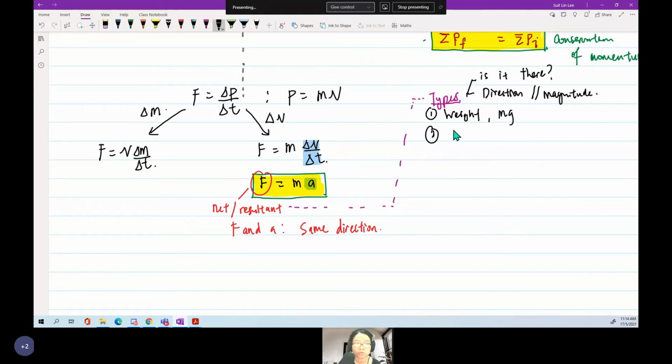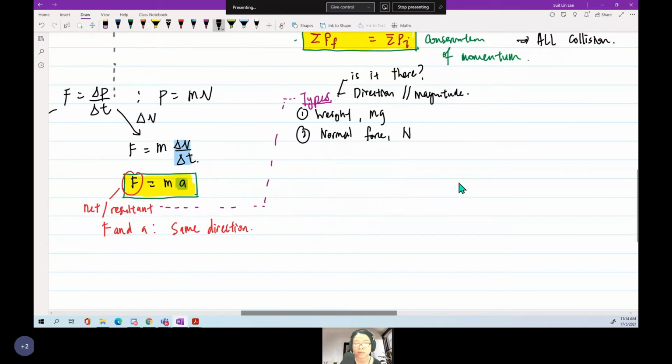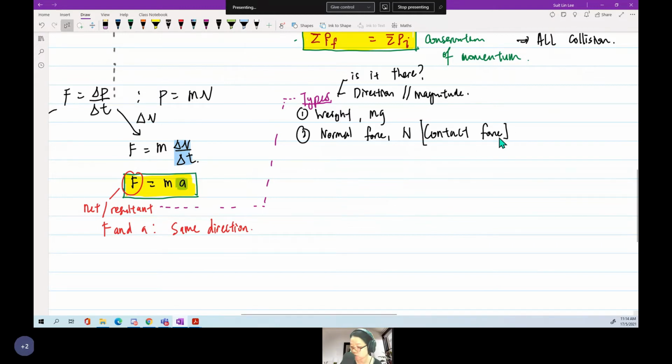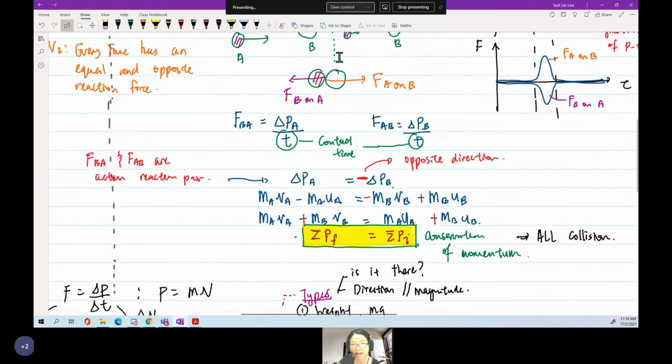Okay, number two would be normal reaction force. I prefer to call this normal force, and I'll explain why later. And this normal force is always 90 degrees to any contact surface. Okay, inclined plane, wall, doesn't matter. So this is a contact force. The force between the two balls is a contact force. 90 degrees. 90 degrees.